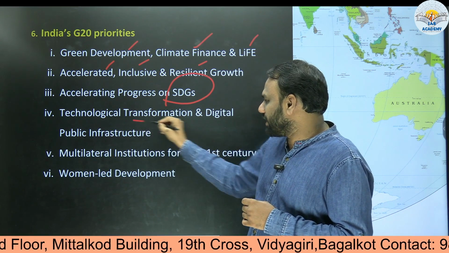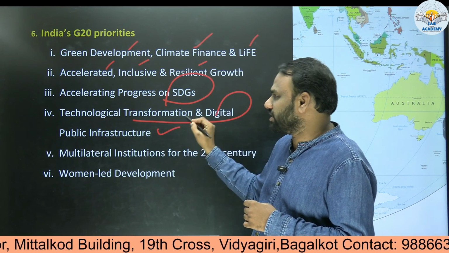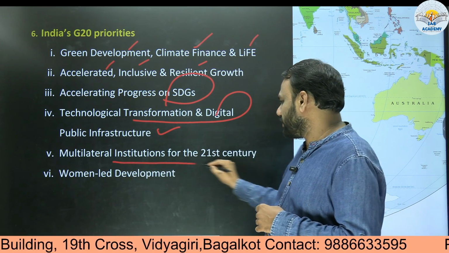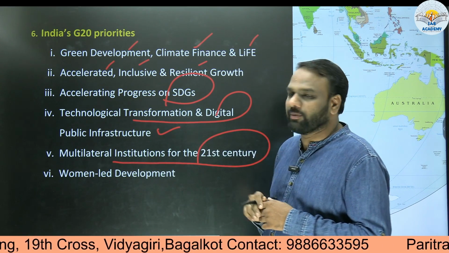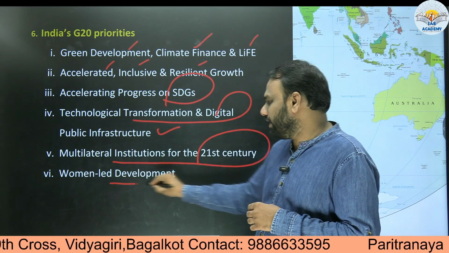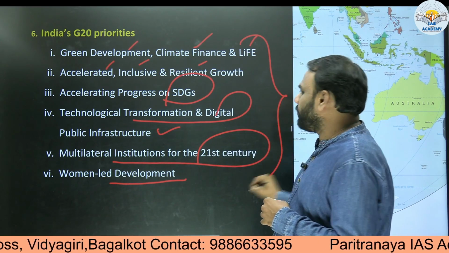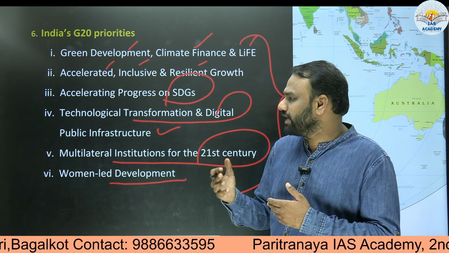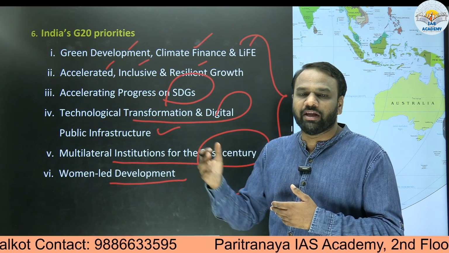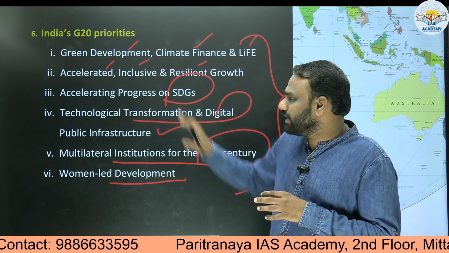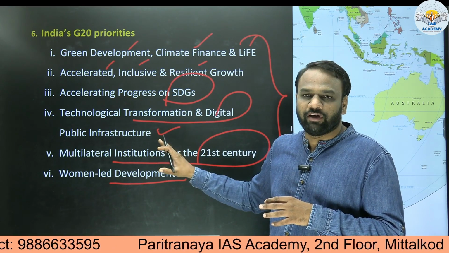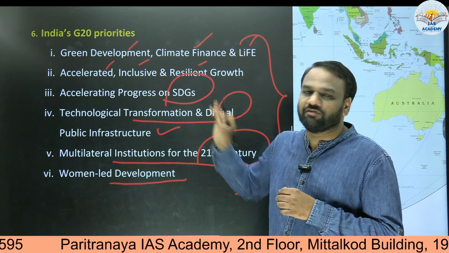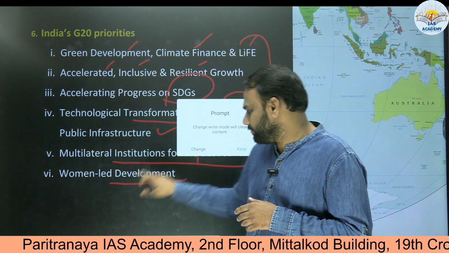Similarly, technological transformation and digital public infrastructure was also one of the G20 priority areas. Multilateral institutions for the 21st century was also one of the priority areas. Similarly, women-led development. Even these points are important from the exam point of view. In the exam, they may ask which among the following is a priority area of India in G20. If they ask us, then we should be able to identify. If at all we are not able to recall, at least we should be able to identify. So even this information is important from the exam point of view.